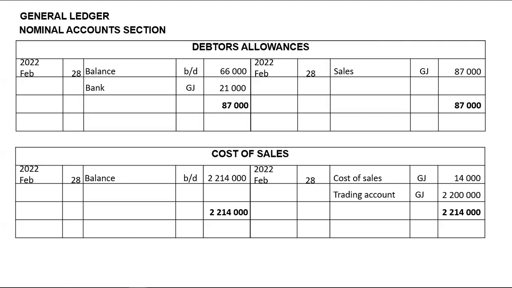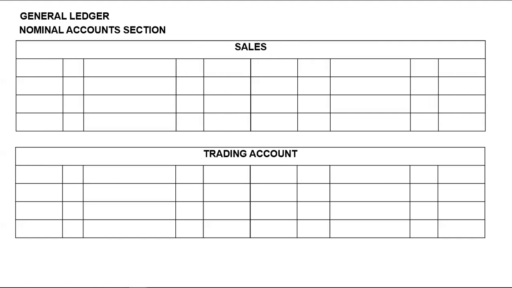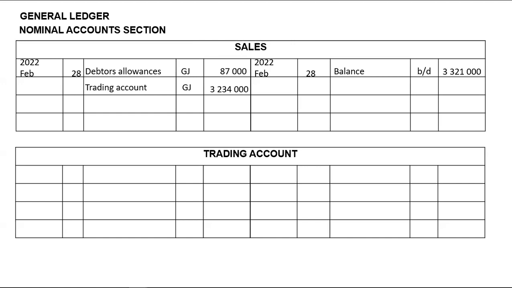Now for sales. Sales was 3,321,000. We need to reduce it by a total of debtors allowances, which is 87,000. Whatever balance we get will go to trading account. And there is trading account. We're going to get to it shortly.